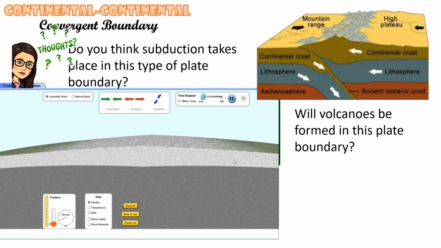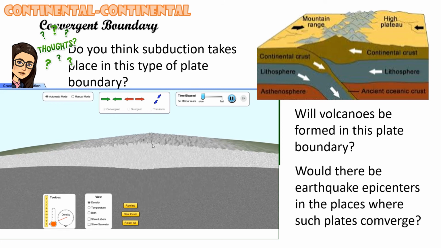Okay, no subduction is taking place, and therefore no volcanoes will be formed. Why? Because there will be no magma formation, and instead a mountain range is formed. Would there be earthquake epicenters in the places where such plates converge? Definitely yes, because earthquake is always associated with plate movements. Whenever plates move, there will be an earthquake.